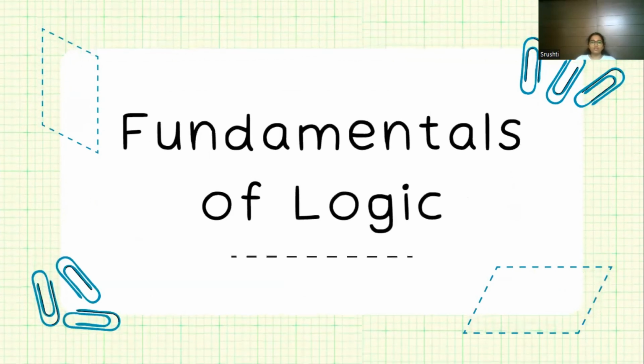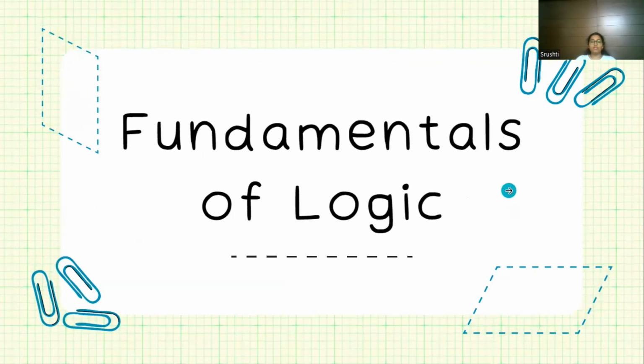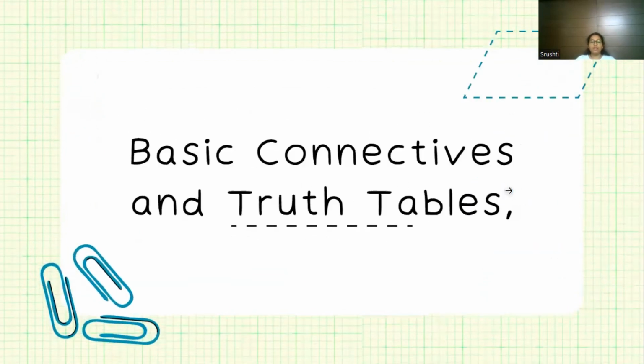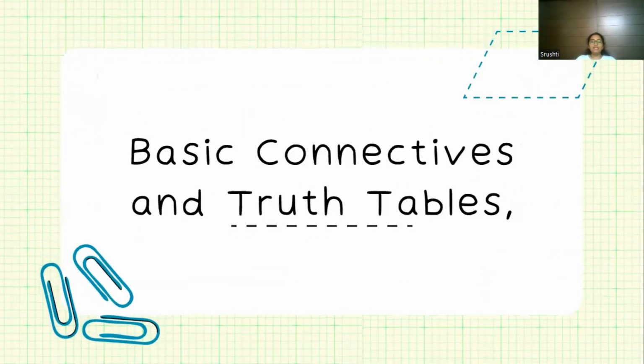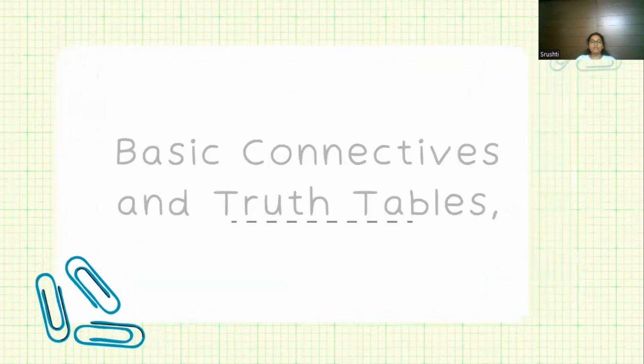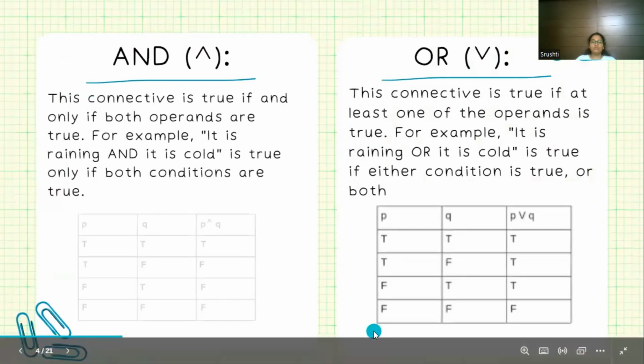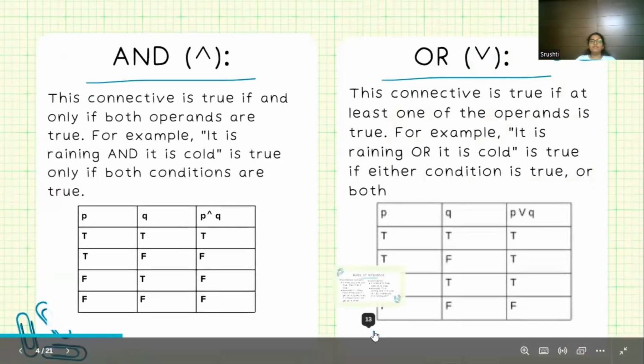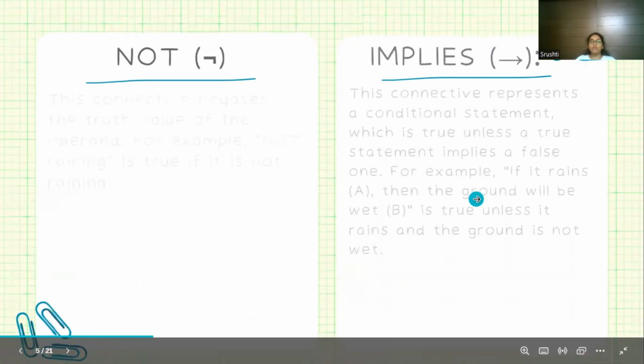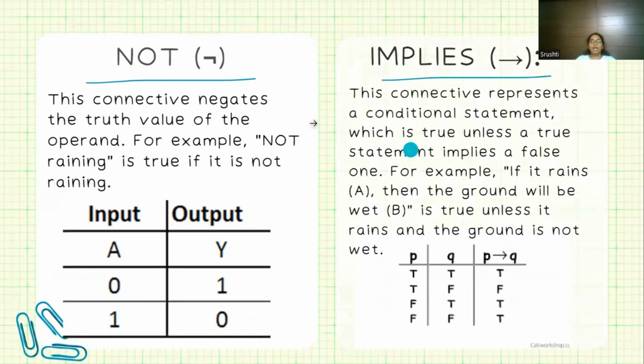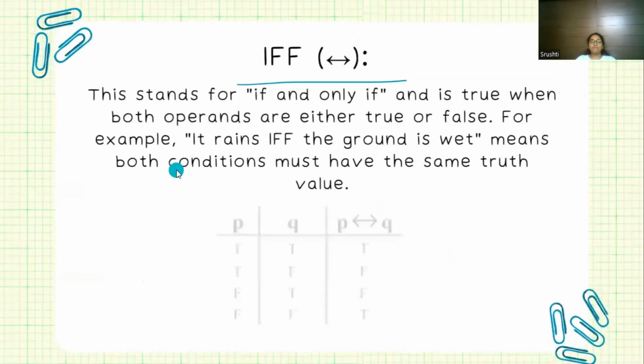I'm going to teach on the topic Fundamentals of Logic. The first one is Basic Connectives and Truth Tables. What are truth tables and basic connectives? Connectives are and, or, not, and include implies and if and only if.